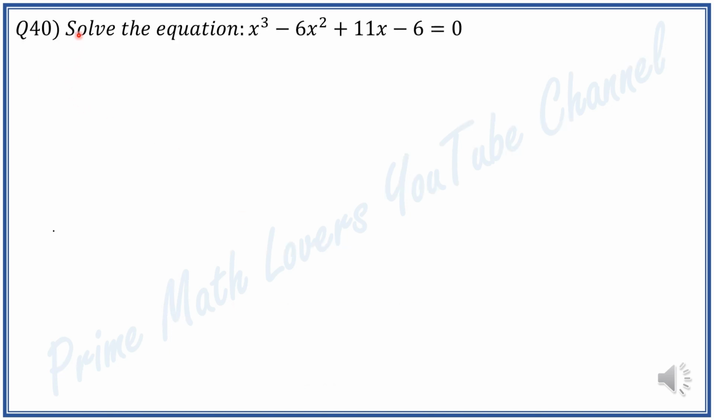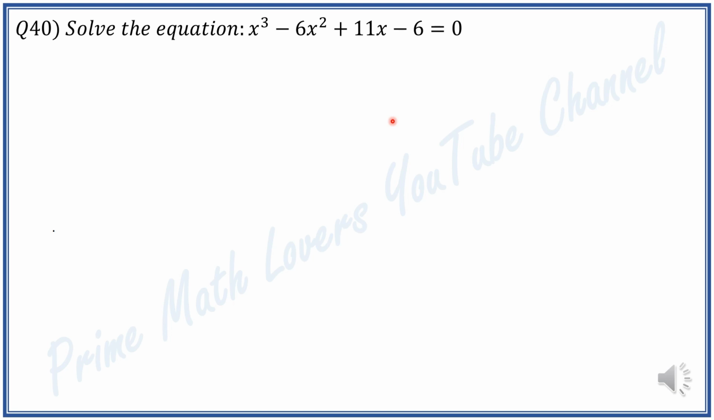Question 40. Solve the equation x cubed minus 6x squared plus 11x minus 6 is equal to 0. To solve this equation, we use the synthetic division method. We need to find the roots of the equation. Synthetic division helps us test potential roots quickly to identify the roots of a polynomial. We can start testing potential roots using synthetic division.